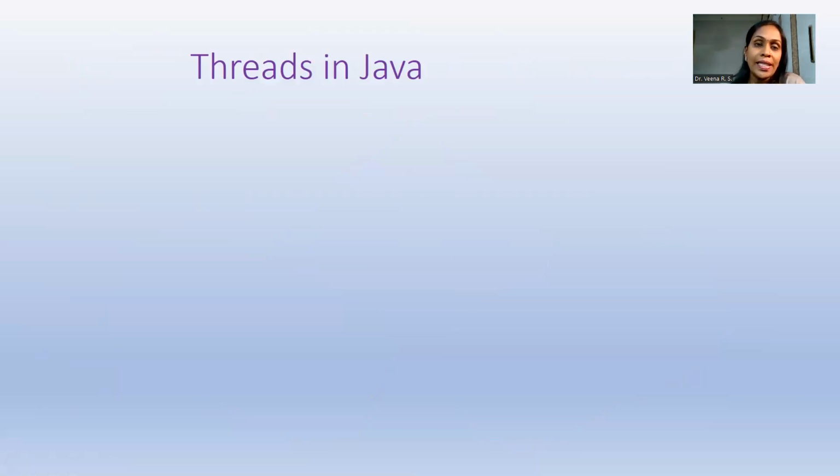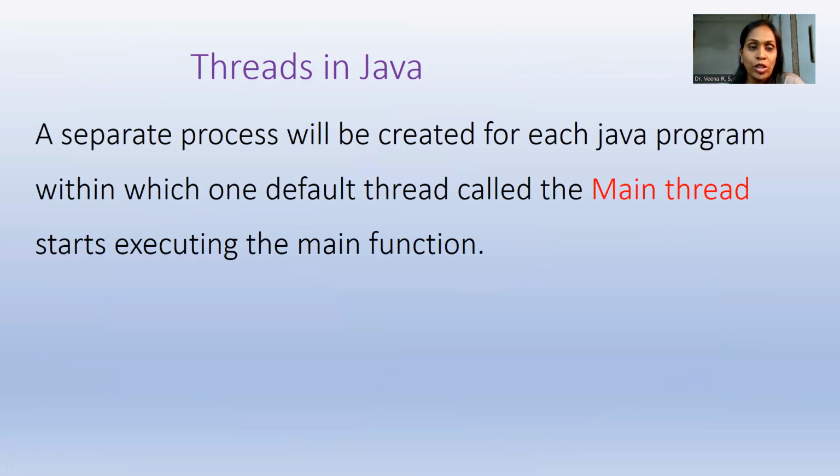Now, when we talk about multi-threaded programming in Java, we should know what a thread is in Java and how you can create it. For each Java program, a separate process is created, within which one default thread, called the main thread, starts executing the main function. Whenever I write a program in Java, it will definitely have a main method, which by default gets executed whenever you start executing the program. That one default thread is called the main thread, and it is responsible for starting the execution of the main function.